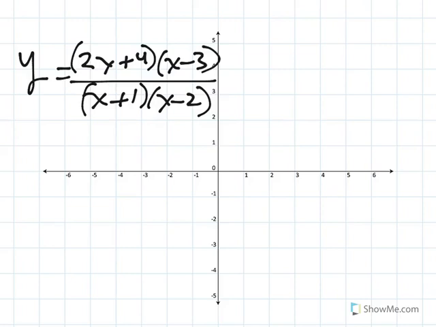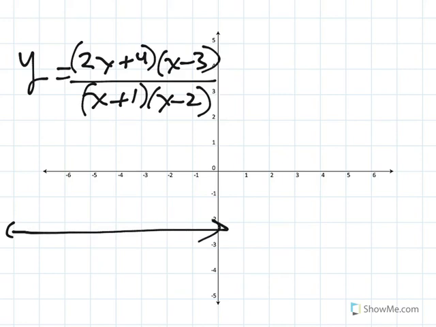This is a more complicated rational function. You can see it's got four sort of factors involved. Also, the degree of the numerator is equal to the degree of the denominator, which we haven't seen so much. So I'm going to show you how to graph something like this.